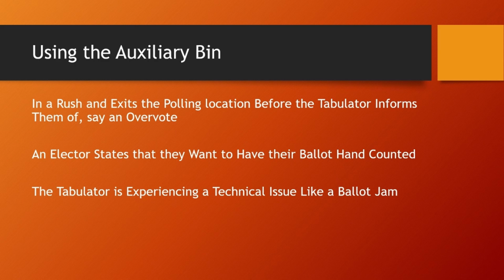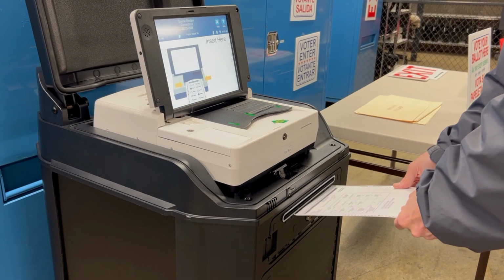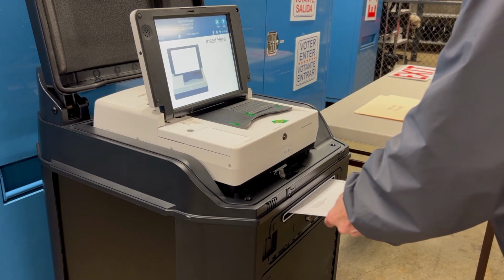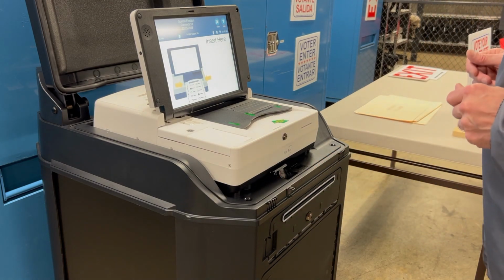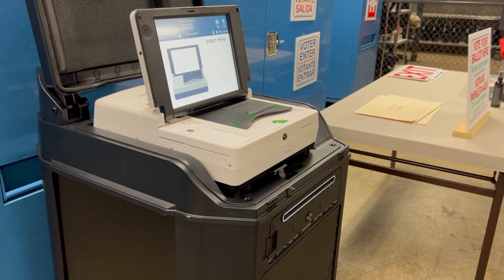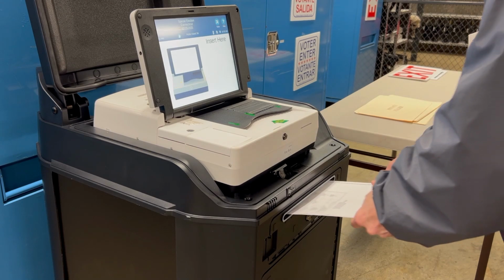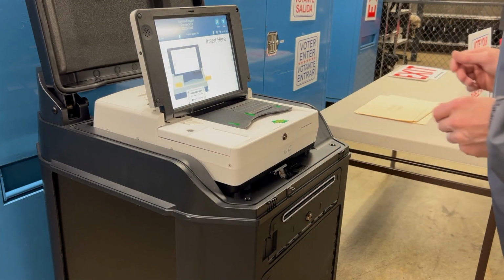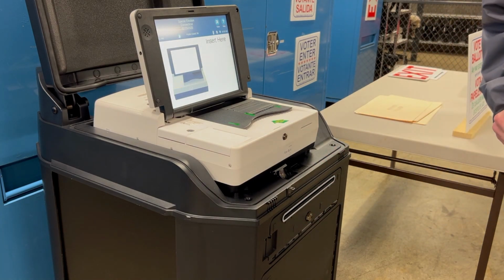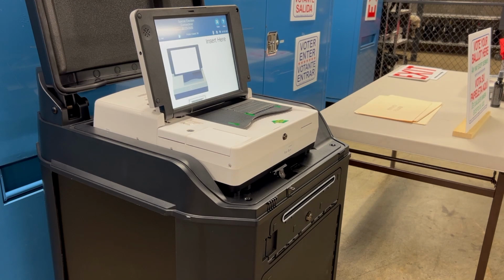In the event that the voter intends to cast a ballot, but the tabulator cannot accept it, the ballot can be placed in the auxiliary bin. The auxiliary bin is located on the front of the ballot box and is outlined in gray. Ballots that have not been counted by the tabulator and that the voter intends to cast can be placed in the auxiliary bin. After the polls close, the moderator will assess these ballots and include them in the final count.